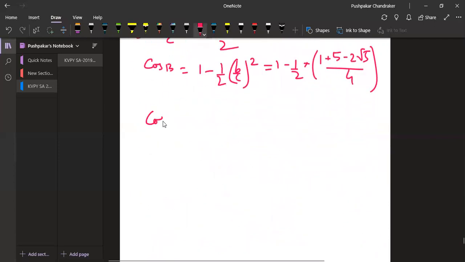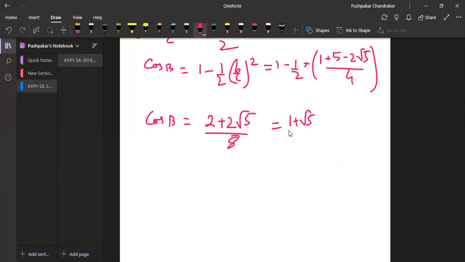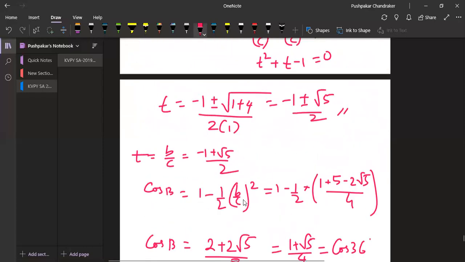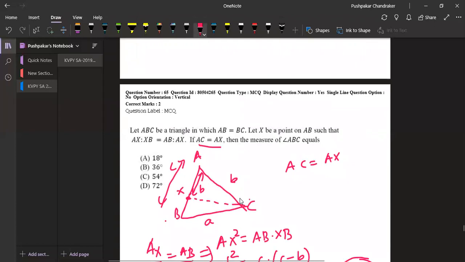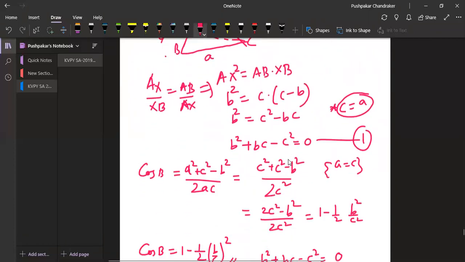What is cos B then? Simplify here: 8 comes here, 8 minus 6 is 2, so 2 plus 2 root 5 by 8. So that is 1 plus root 5 by 4. That's a standard value, which is nothing but cos 36 degrees, which we learned in trigonometry. So it means angle B is nothing but 36 degrees, which is option B. So that ends all the problems of the 2019 paper.